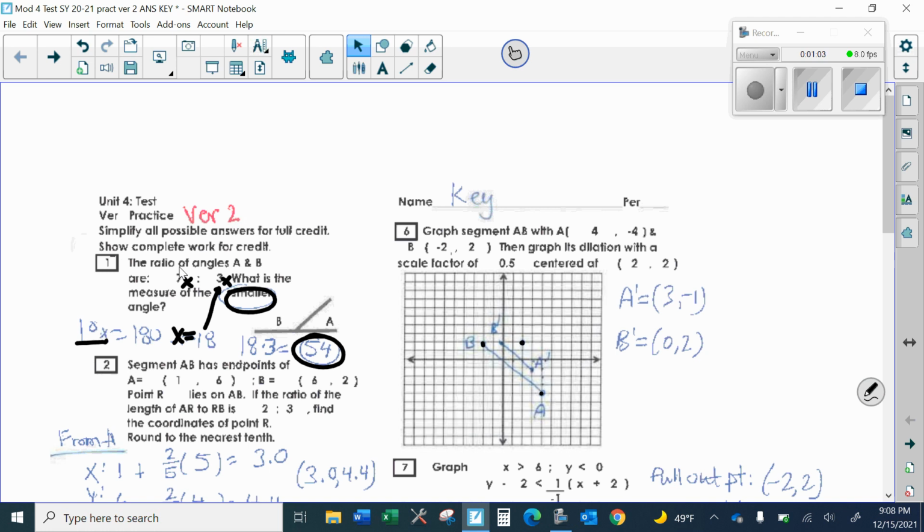And I look at how far it is from here to here. That's a total of 4. So I'm going to go halfway. That's 0.5, which is 2. How far is it from here to here? How do I go halfway?